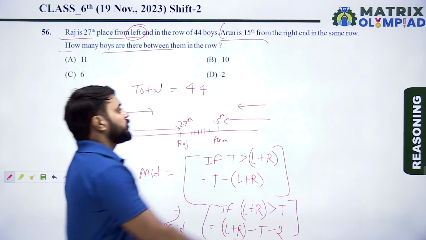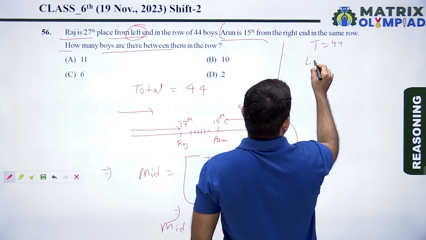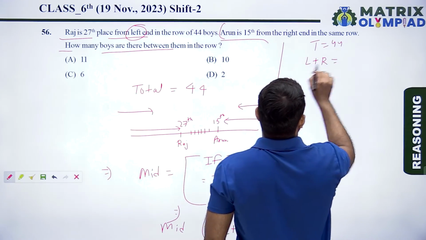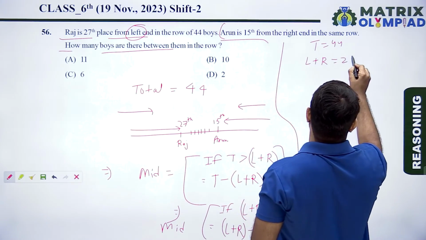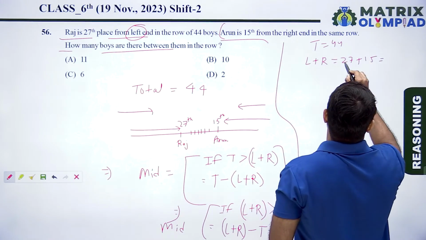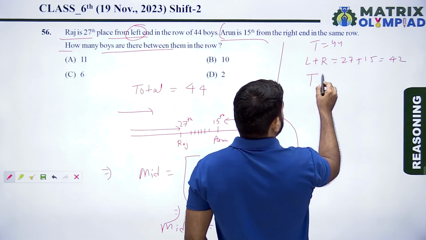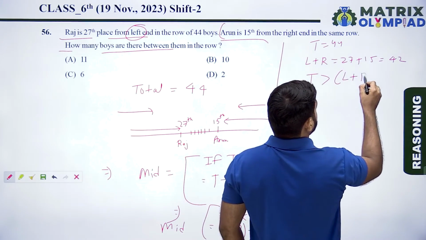So here total is equal to 44, and left position plus right position. The left position of Raj is 27 plus the right position of Arun is 15. So 27 plus 15 means 42. So here total is greater than left position plus right position.